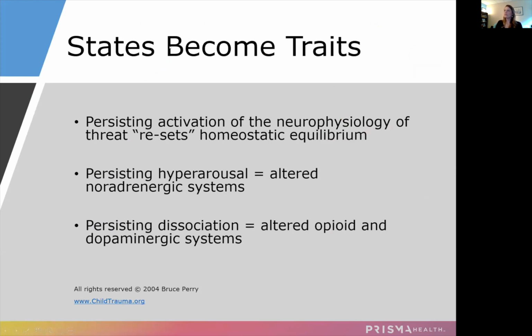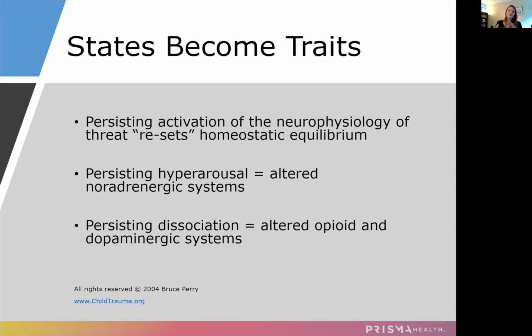Now, let's pretend that this HPA axis is going all the time. We're getting all these chemicals, we're under threat, we're under threat, we're under threat. What we find is that this persistent activation can actually reset our homeostatic equilibrium. So if you're a kid who has had persistent hyperarousal, you've been on edge for a long time, your noradrenergic systems, you've heard of adrenaline or noradrenaline, are on a cellular level different than someone who did not organize around that kind of environment.